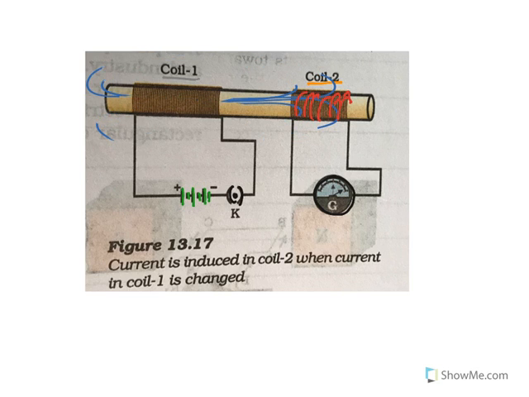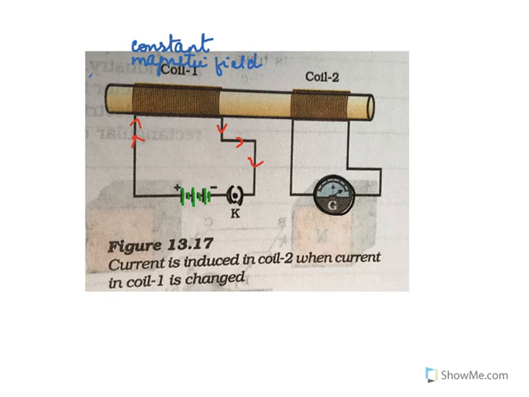And in the next case, we stop the current. When we stop the current, the magnetic field also stops. Now suddenly in the area around coil 2, the magnetic field has dropped. So the magnetic field has changed. So current will again be induced, but in the opposite direction. But when constant current flows through coil 1, the magnetic field around coil 1 will be constant. For a minute or so, if you have current continuously flowing in coil 1, there will be a constant magnetic field. Why constant magnetic field? Because there is a constant current.